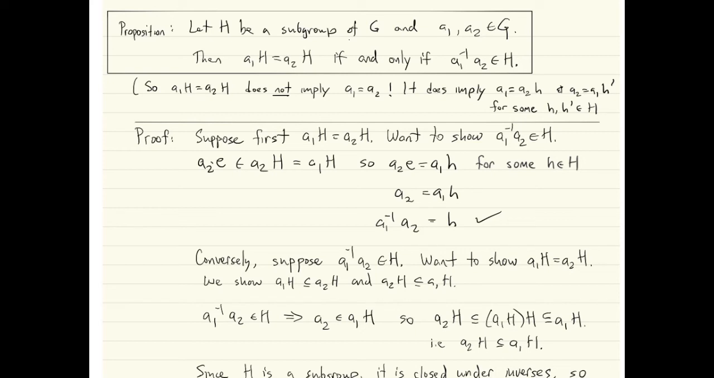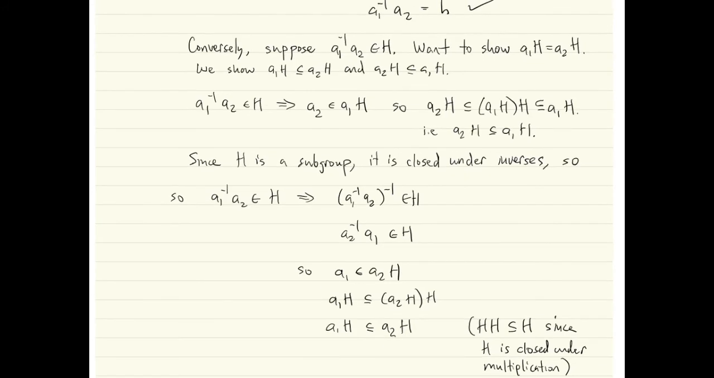So conversely, now assume that A1 inverse A2 is an element of H, and we want to show that these two left cosets, A1H and A2H, are equal. And so these are sets, and to show two sets are equal, it's typical to show one is a subset of the other and vice versa. Now our hypothesis or assumption that A1 inverse A2 is in H, if I multiply both sides on the left by A1, I get that A2 is an element of A1 times H, and so this coset A2H, well, that's a subset of A1H times H.